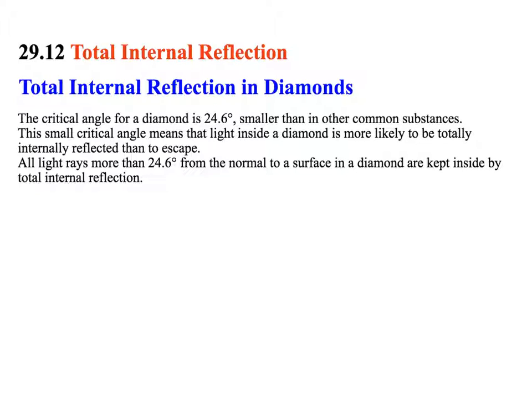The critical angle for a diamond is 24.6 degrees, smaller than any other common substance. This small critical angle means that the light inside a diamond is more likely to be totally internally reflected than to escape. All light rays more than 24.6 degrees from the normal to a surface in a diamond are kept inside by total internal reflection.